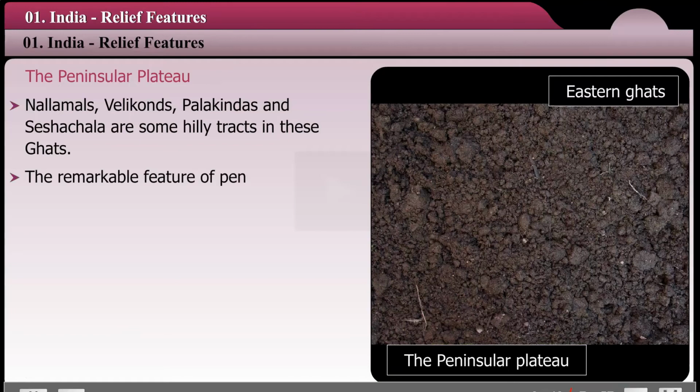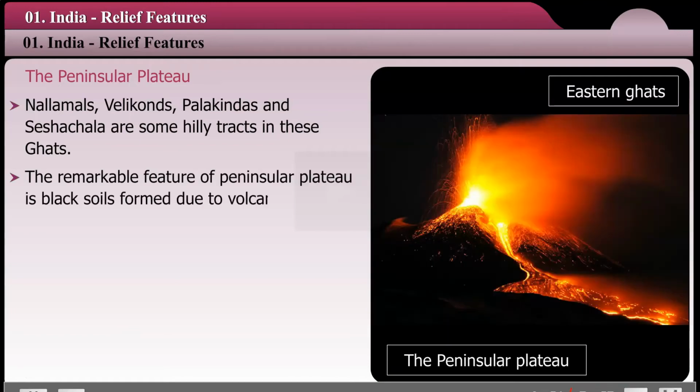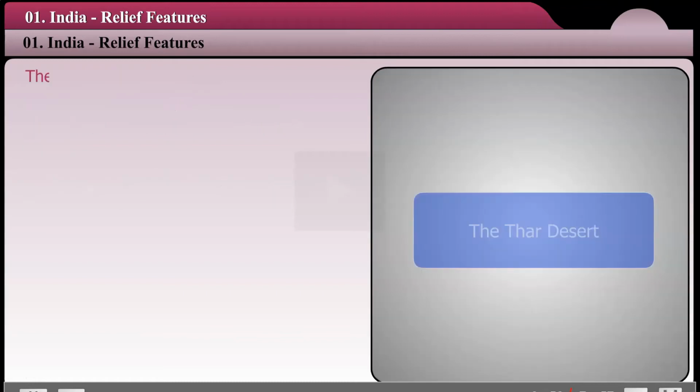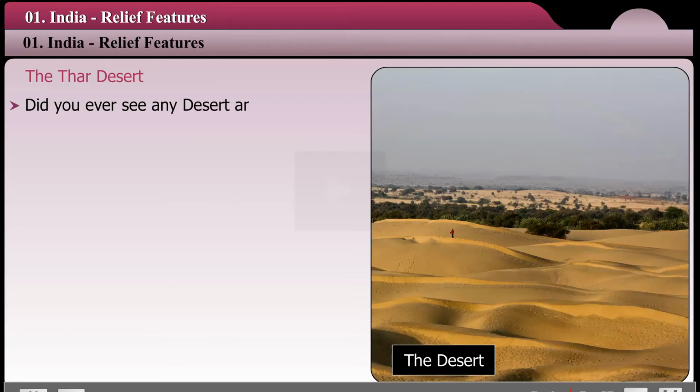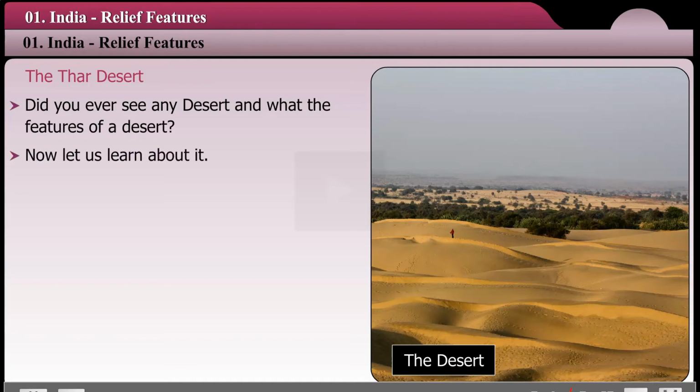The remarkable feature of Peninsular Plateau is black soils formed due to volcanic activity. The Thar Desert. Did you ever see any desert and what are the features of a desert? Now let us learn about it.